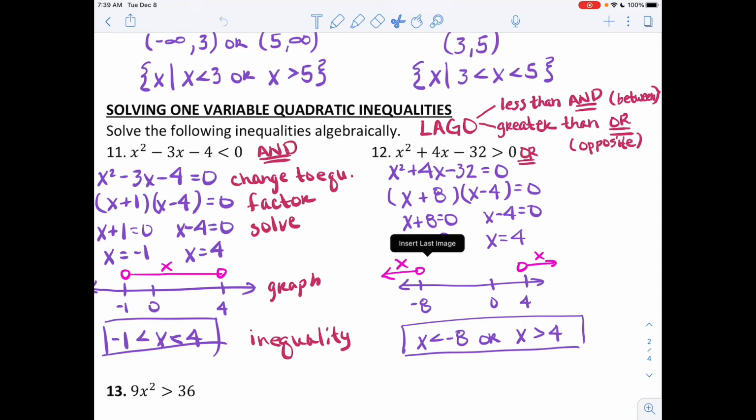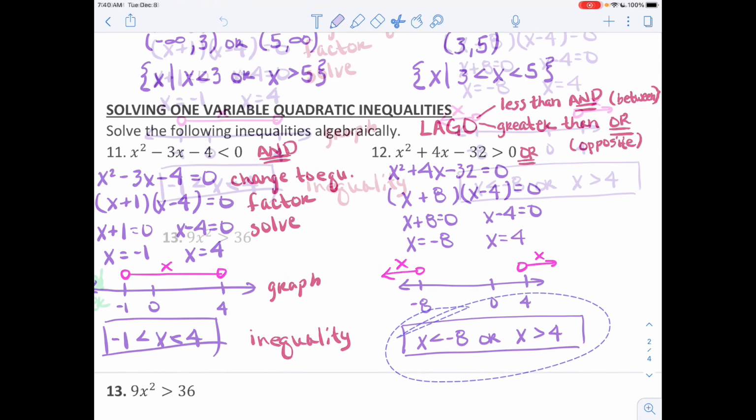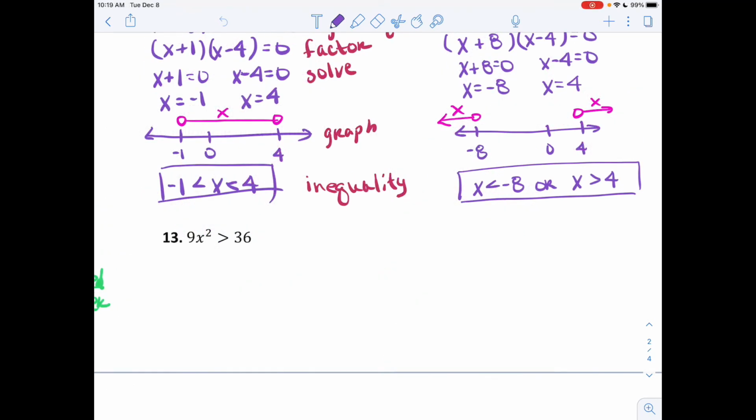Draw your dot, and it needs to be an open dot because we have a greater than symbol, not a greater than or equal to. And again, we are going in opposite directions because of the or that we determined. It's a great or symbol. Finally, interpreting our number line to get our final inequality, we have x is less than negative 8 or x is greater than 4.